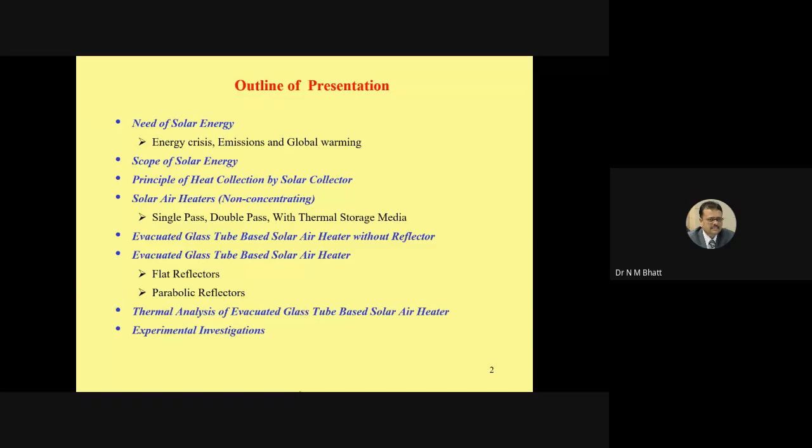Then, as I mentioned earlier, I would be discussing the evacuated glass tube based solar air heater with flat reflector, segmented flat reflector, and parabolic reflector. For these three categories, we will understand the basic equations, the main equations, not all, of thermal analysis of the evacuated glass tube based solar air heater. A common program has been developed where certain conditions are given. Depending upon our concentration ratio in a range of 1/pi to 4, the same program can be used to predict the performance of this EGT-SC as a solar air heater.